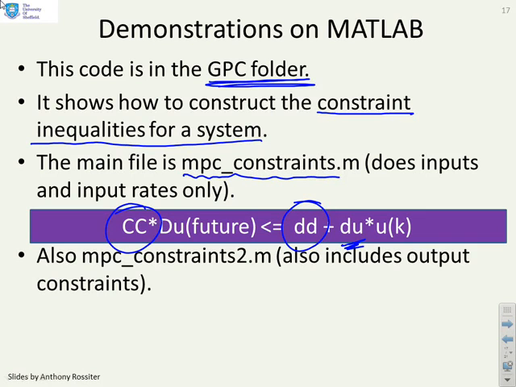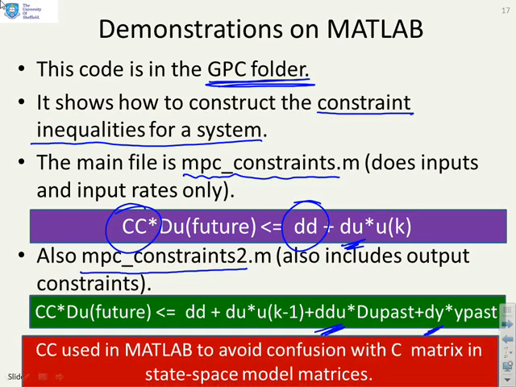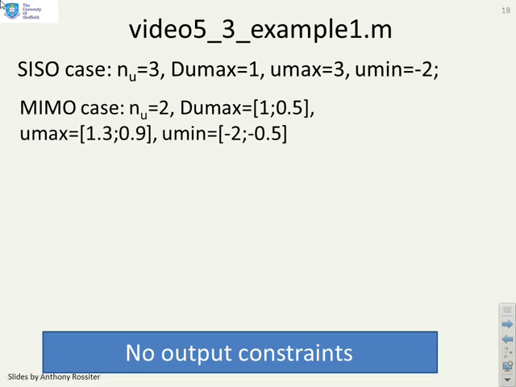If you want to include output constraints as well, then you go to this file mpc_constraints2, and that will also generate for you this DDU vector, which multiplies DU past, and this DY vector, which multiplies Y past. Now you'll notice that I've used CC here rather than C, and the reason I've done that in MATLAB is to avoid confusion with the C matrix, which you might be using for state space models.